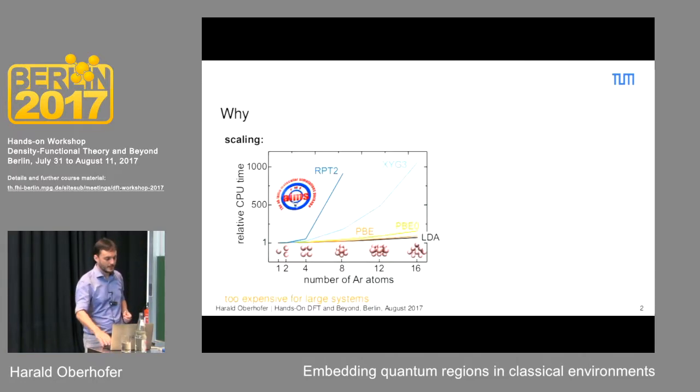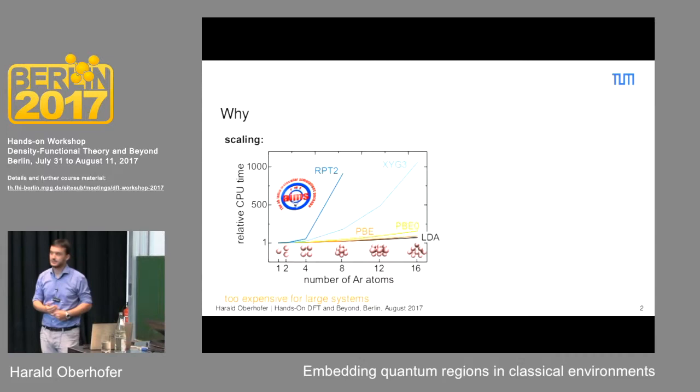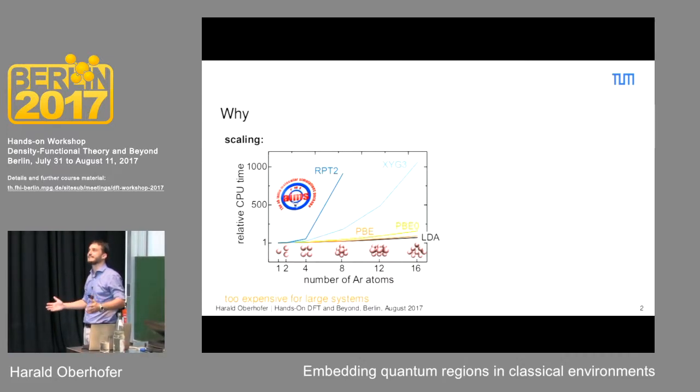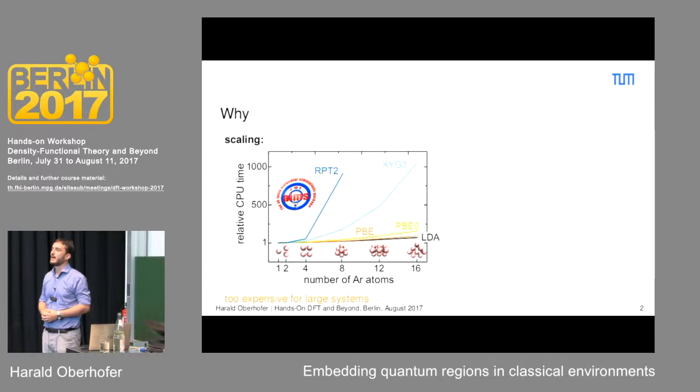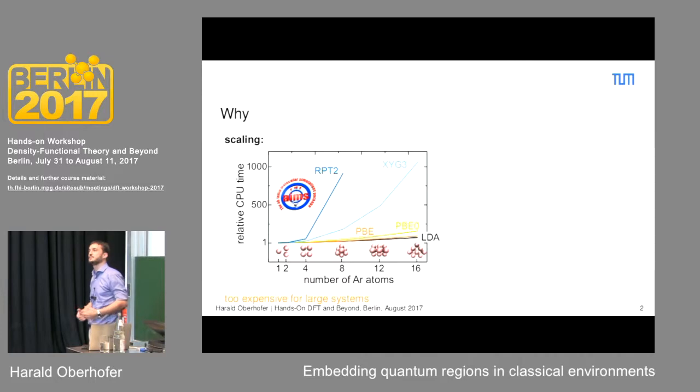Now, as for the why, I brought this graph here, and I'm sorry, this is a bit of an old graph. Probably the scaling is already better, but you all have seen graphs like this, in that the interesting and accurate methods are not necessarily the methods you could afford for bigger systems. So what I did here is I did argon clusters, and I really only went up to argon 16 because I then lost interest, basically.